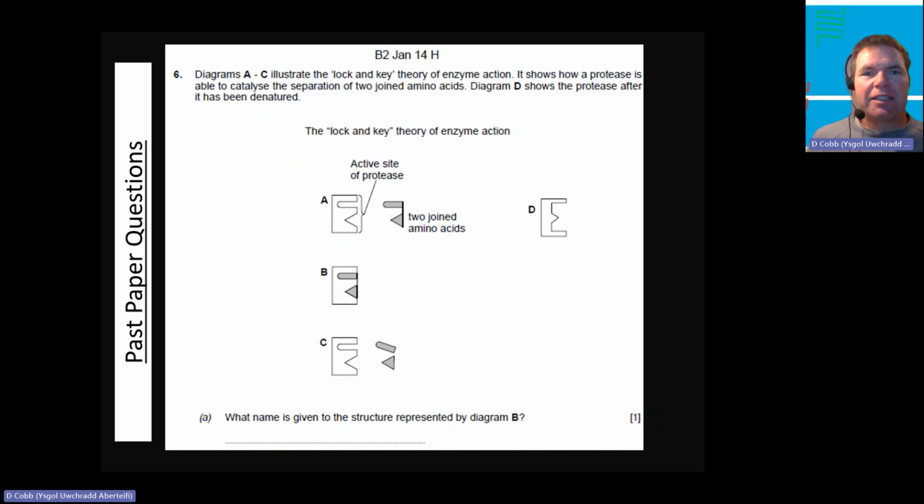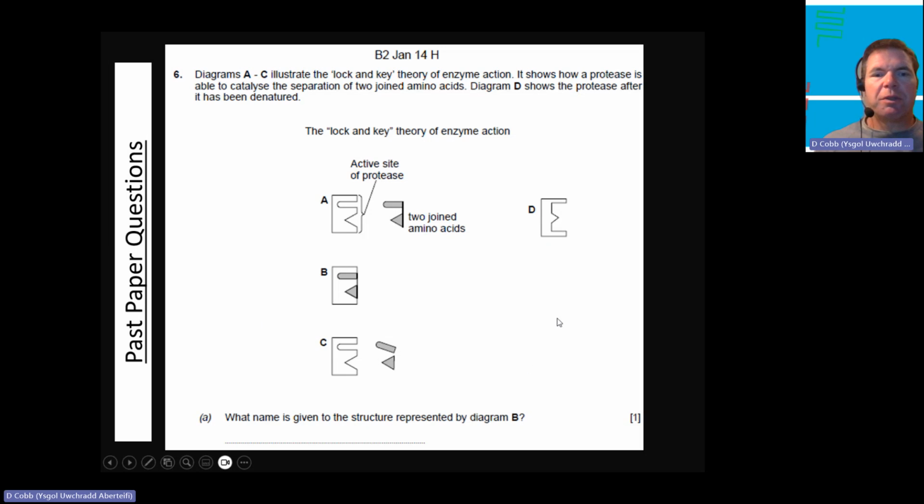So this particular enzyme takes 2 amino acids and separates them into individual amino acids. And I know that because I'm looking at the diagram and I'm seeing 2 joined amino acids in diagram A, and I'm seeing those 2 amino acids being separate in diagram C. So that's what it does. Diagram D shows the protease after it's been denatured, and we haven't talked about denatured yet, but I'm sure you'll see that in a future video.